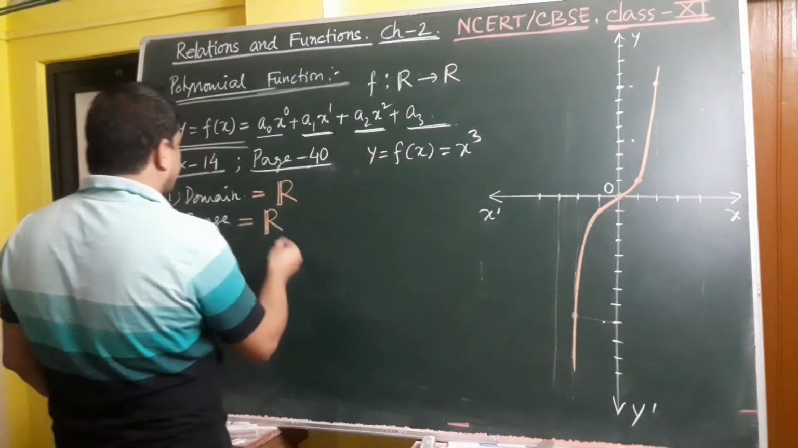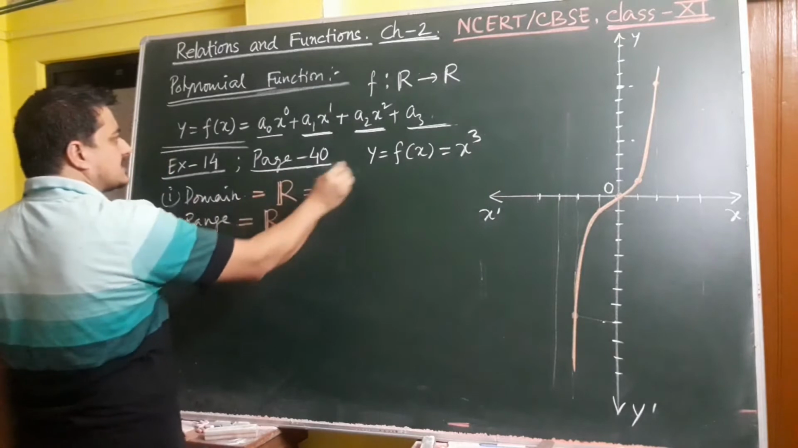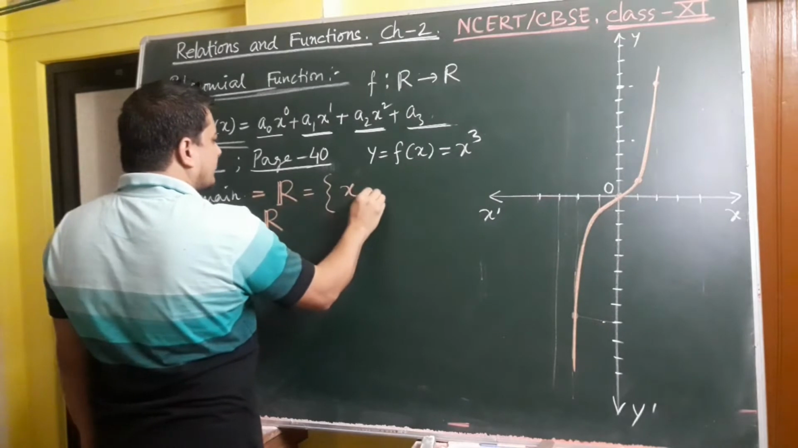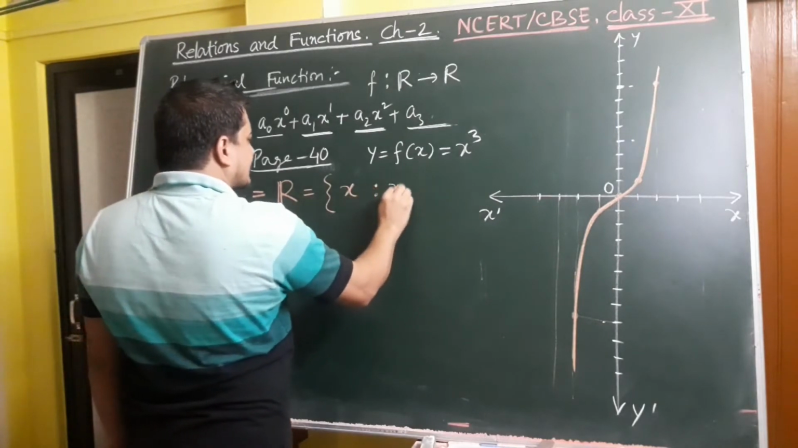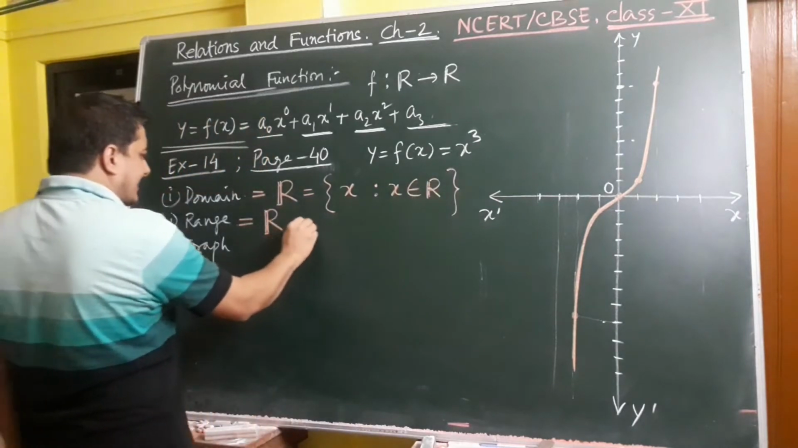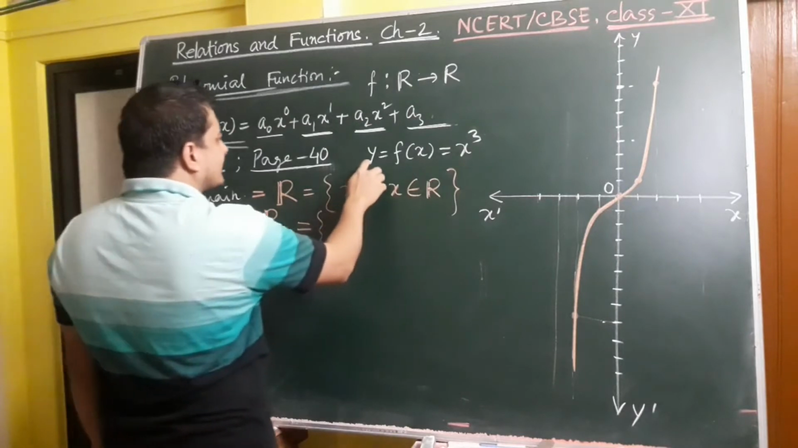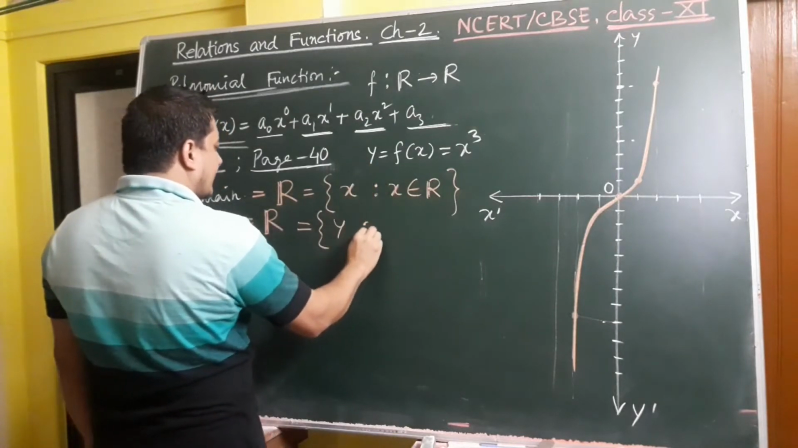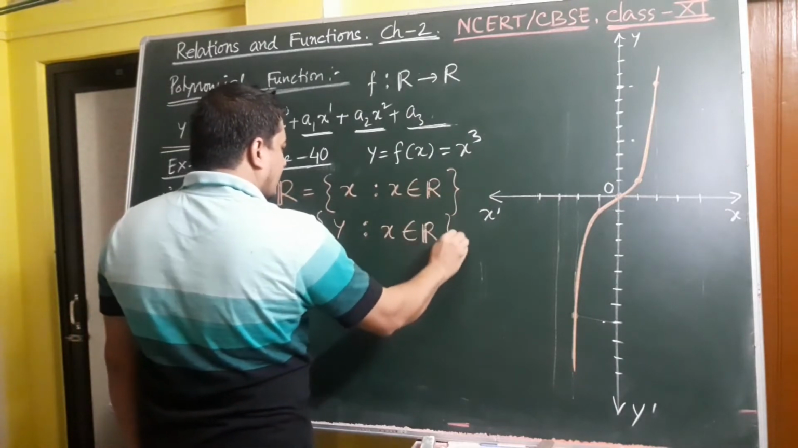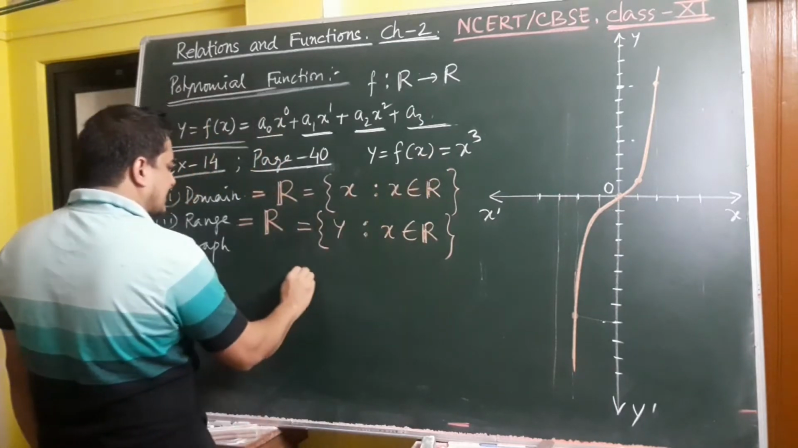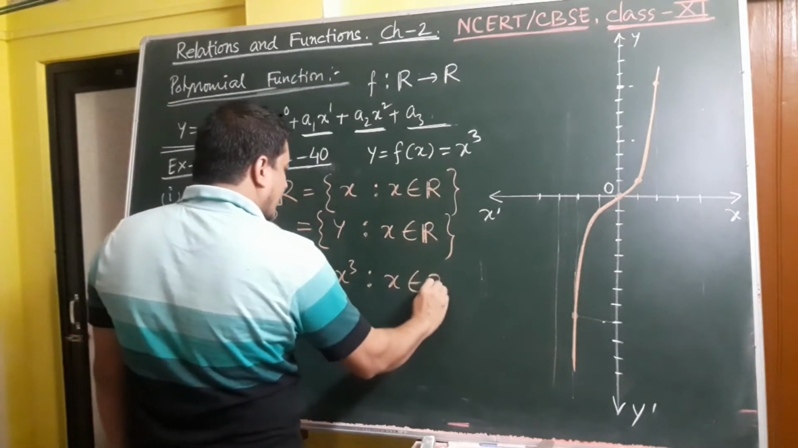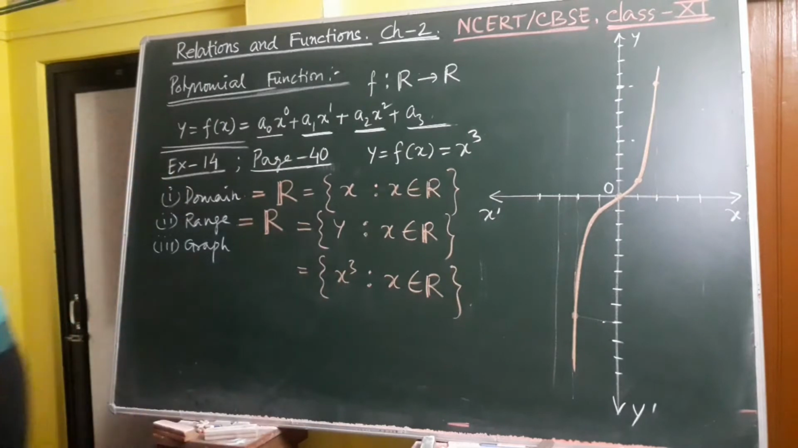for this one, the domain you can write: domain of the function f, or domain of this function, is what? All the values of x such that x belongs to R, set of all real numbers, and the range that you can write as set of all y where x belongs to R, or the value of y, which is nothing but here x cube and x belongs to R. So this way you can write.